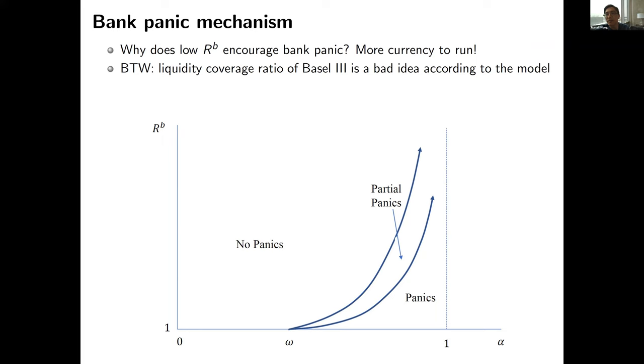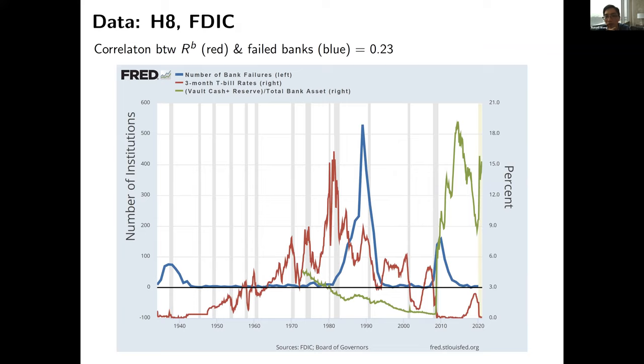Now let's look a little bit at the data. It is the typical weekly data from the Board of Governors and the FDIC. What did the data say about this mechanism? I hope you can see the legend and the chart it represents. The blue line is the number of banks that have historically failed. You can see there are mainly three episodes: the Great Depression around 1933, the savings and loan crisis around 1980, and the Great Recession around 2007 to 2010.